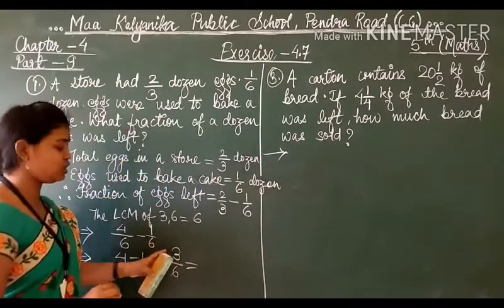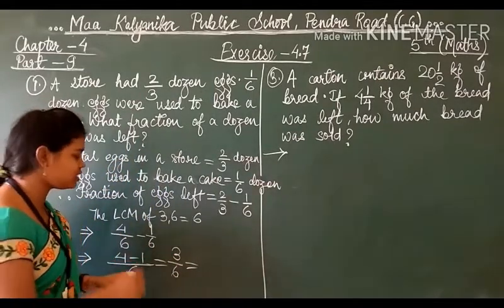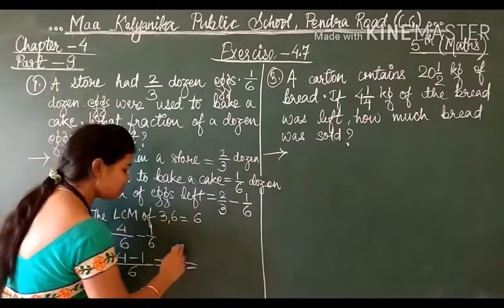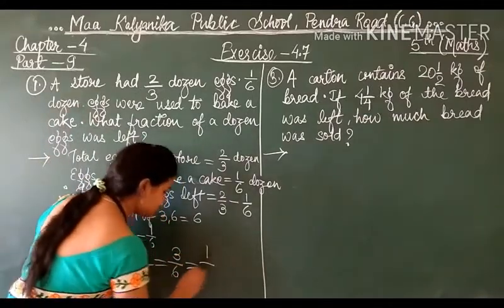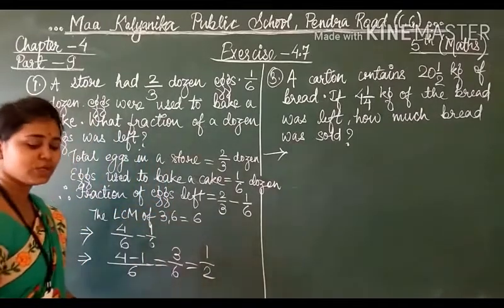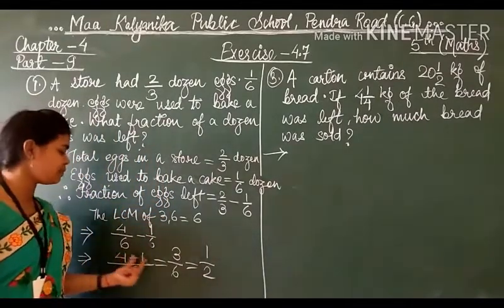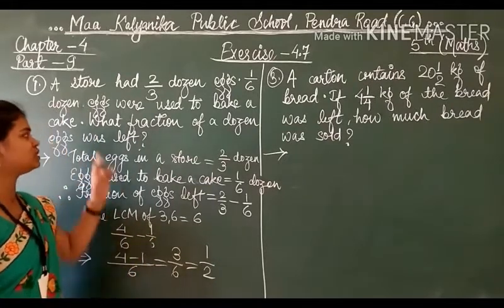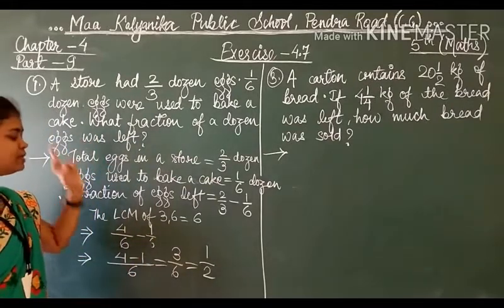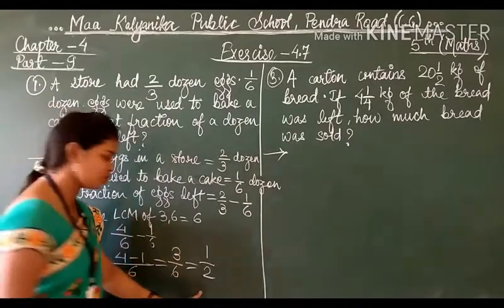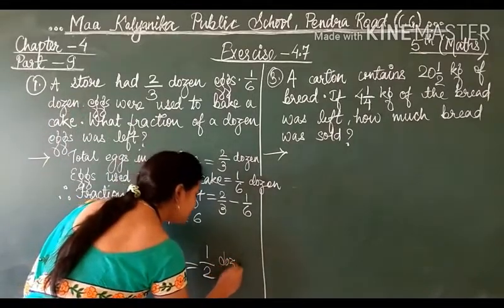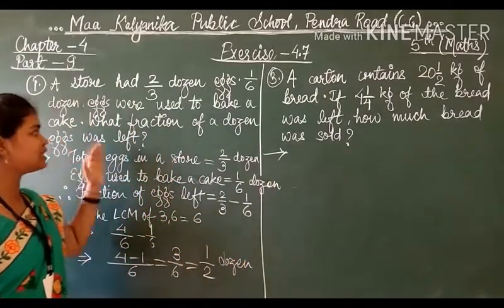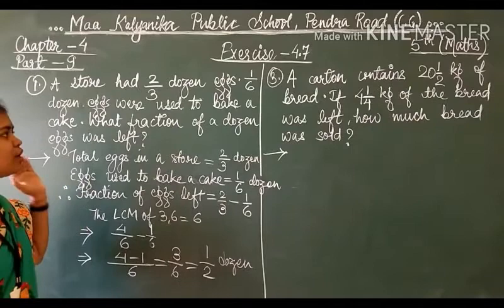But students, 3 by 6 can be converted into lower terms. How? Because it can be divided by a common number. 3 1s are 3, 3 2s are 6. So students, see here 4 minus 1 is 3 by 6, so 1 by 2 will be the final fraction which was left. It means 1 by 2 dozen eggs were left. You can write dozen here because the units are given in dozen. So students, in this way you can solve question number 1.